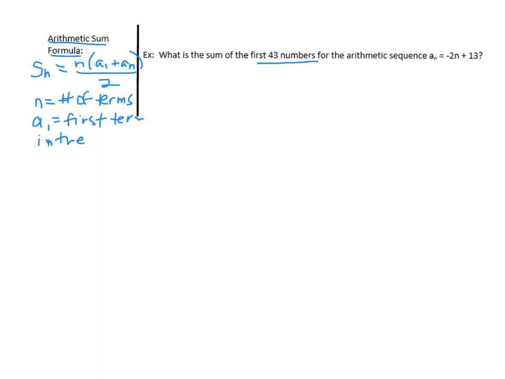Our first term in the sequence. And you may have to calculate that in order to use this formula. a sub n is going to represent the last term in the sequence. And you may have to calculate that as well. There are our definitions. We need n, a sub 1, and a sub n. Once you know those pieces of information, you can find the sum of all the terms in that sequence.